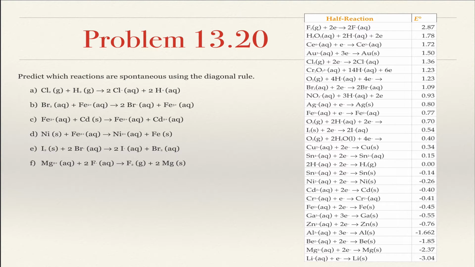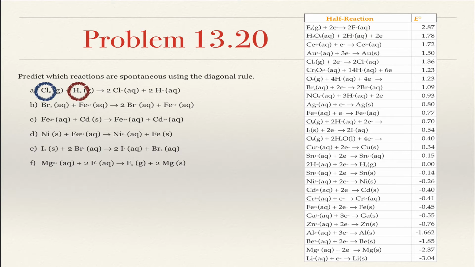Okay, so let's take a look at 13.20, where we're going to look at the diagonal rule to determine if reactions are spontaneous. Again, you can always calculate the voltage, and if it's positive, the reaction will be spontaneous, but this should save you a lot of time on tests and exams. So the first thing that we do is we locate the two reactants in the table of standard reduction potential.